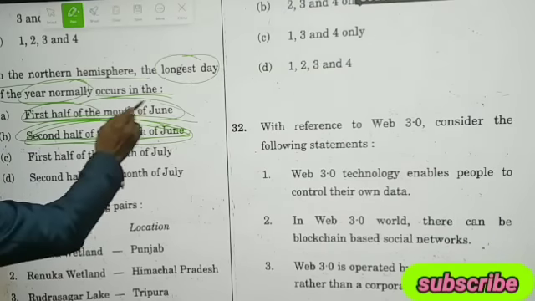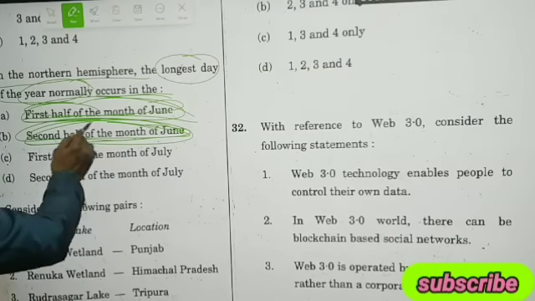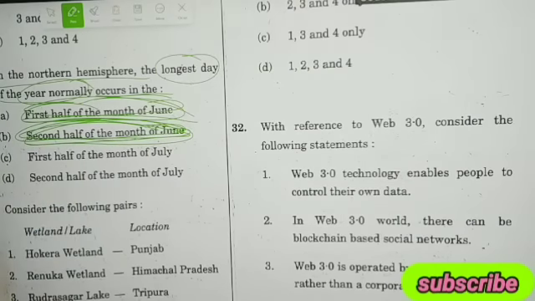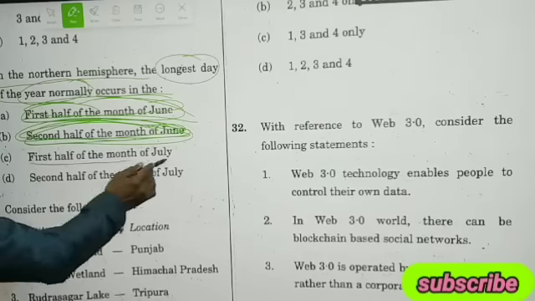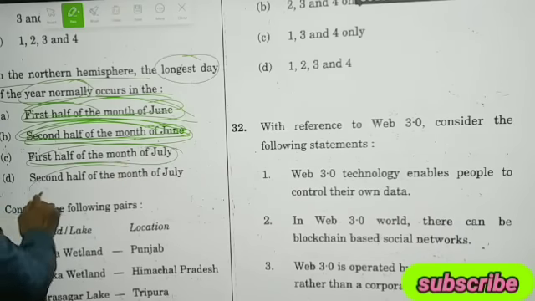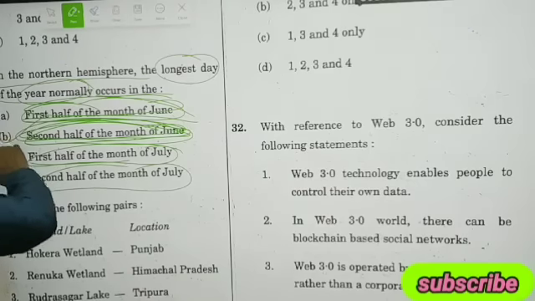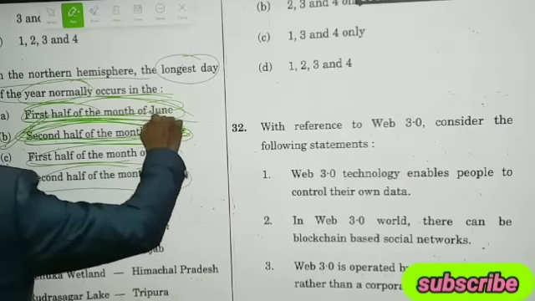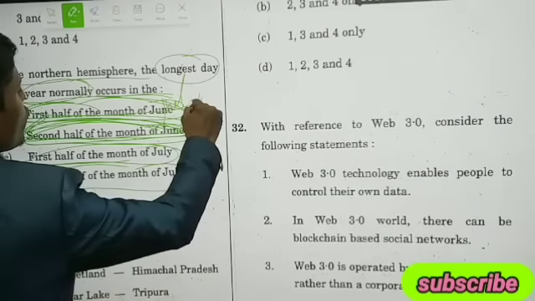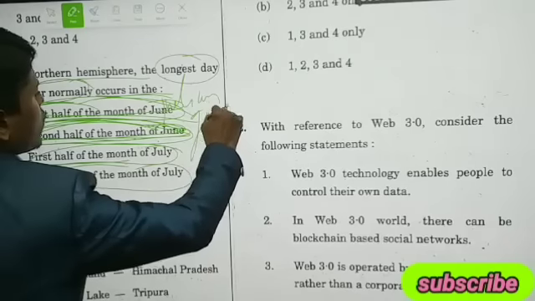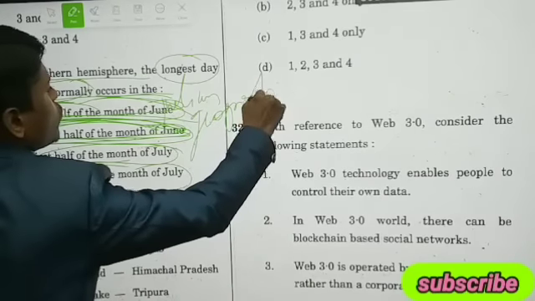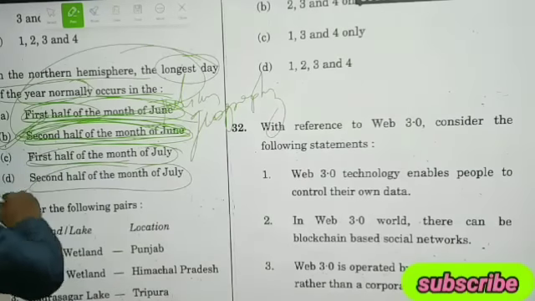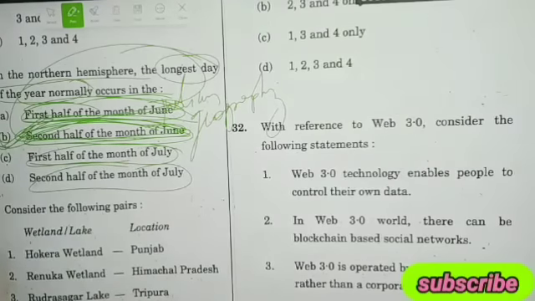Not the first half, the second half of the month of June. First half of the month of July is not correct. This is an Indian geography question. Correct option B.